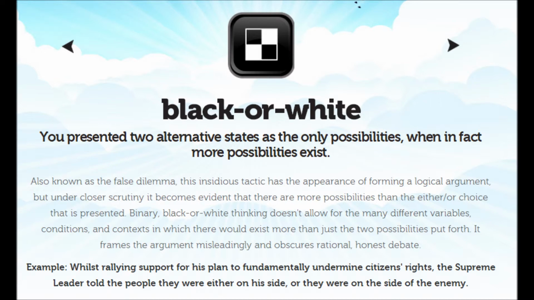Example: whilst rallying support for his plan to fundamentally undermine citizens' rights, the Supreme Leader told the people they were either on his side, or they were on the side of the enemy.